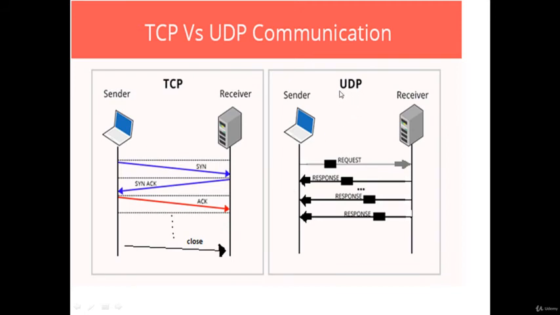Now UDP has many uses and TCP has many uses. DNS, the domain name server, uses UDP because it is much faster, though some use TCP. TCP is used in FTP, for example, or in HTTP or HTTPS. So every protocol has many uses.